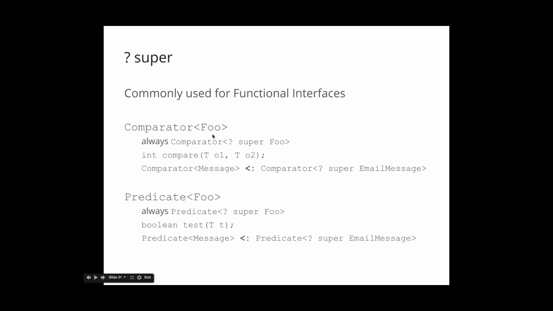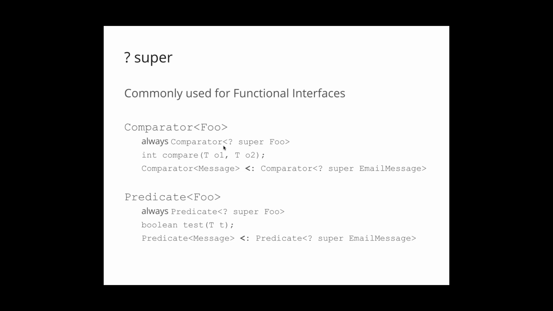If you look at Comparator, the Comparator interface defines a method that says, well, I want to be able to compare two objects. So surely if you're able to compare two emails, you should be able to compare two messages, because a message has less information than an email has. So that's a use case for using question mark super for the comparator. And it turns out a comparator interface can only be used with question mark super.